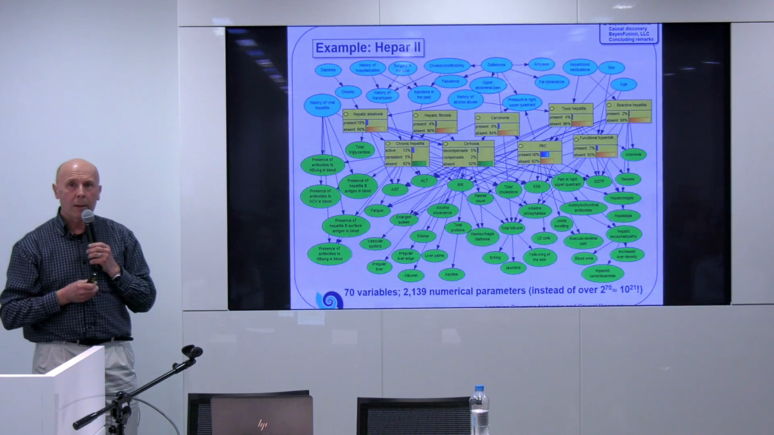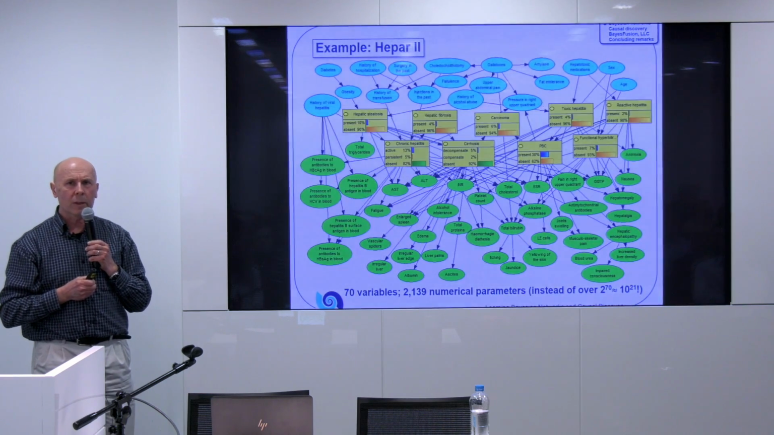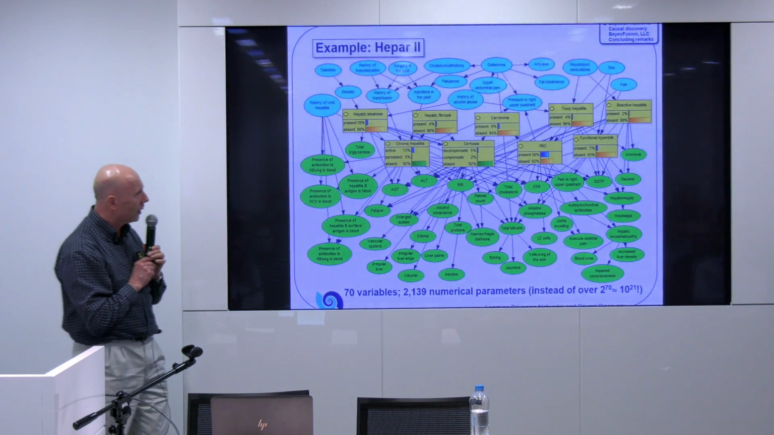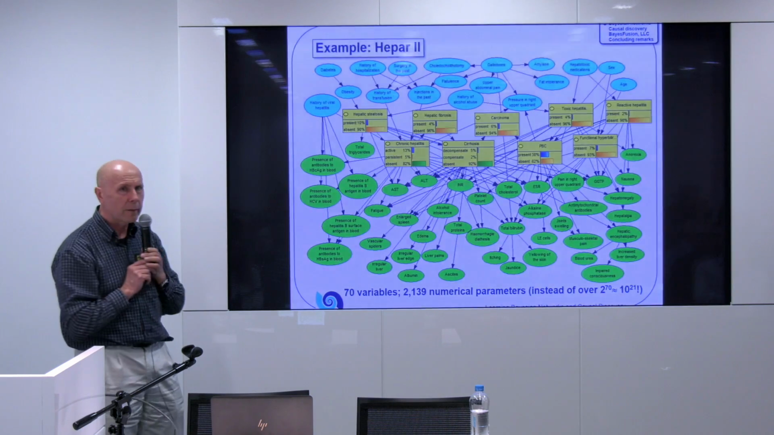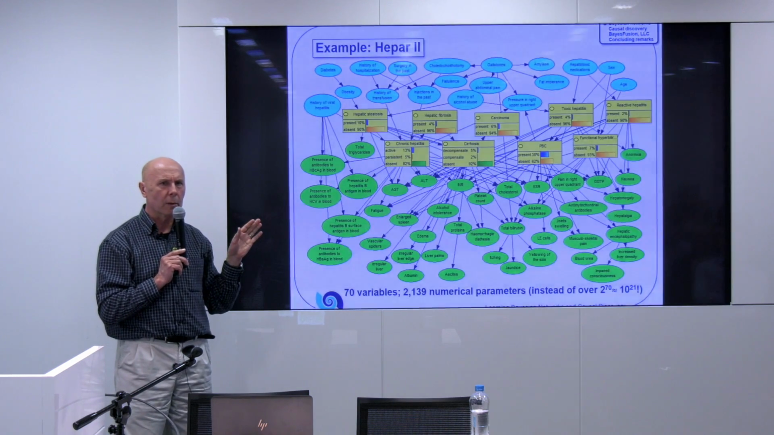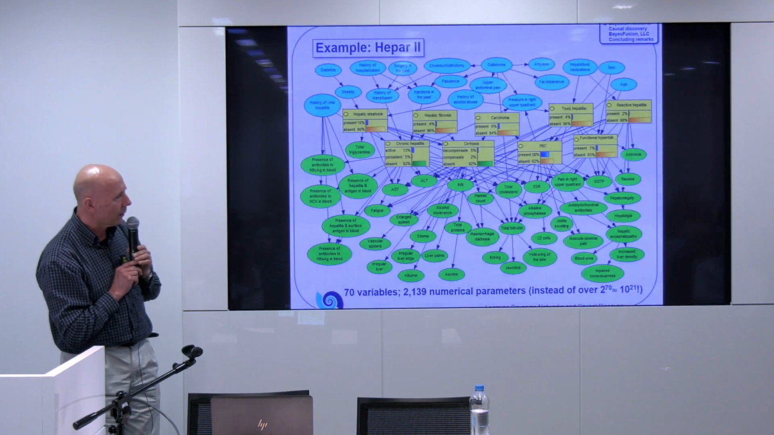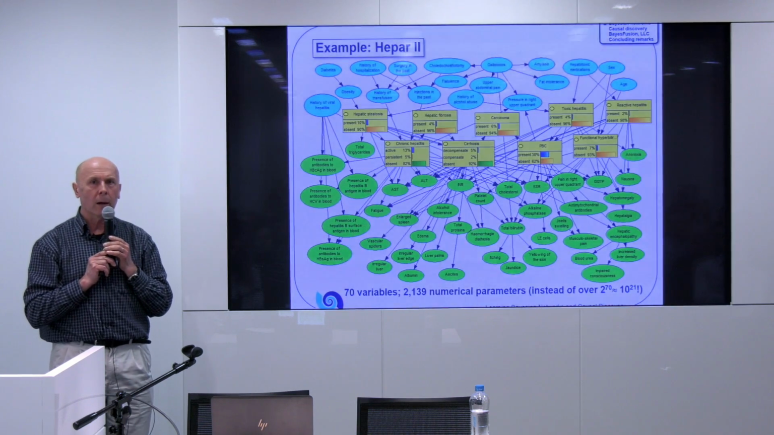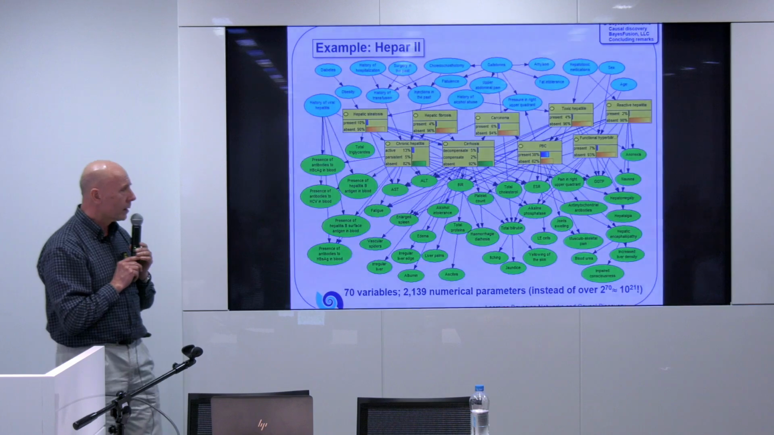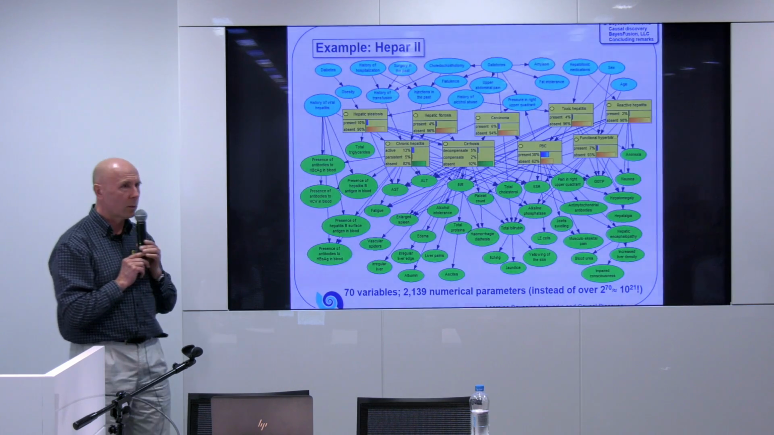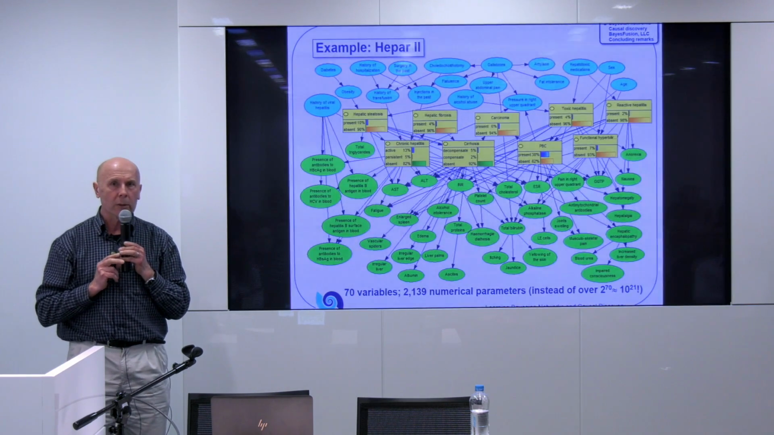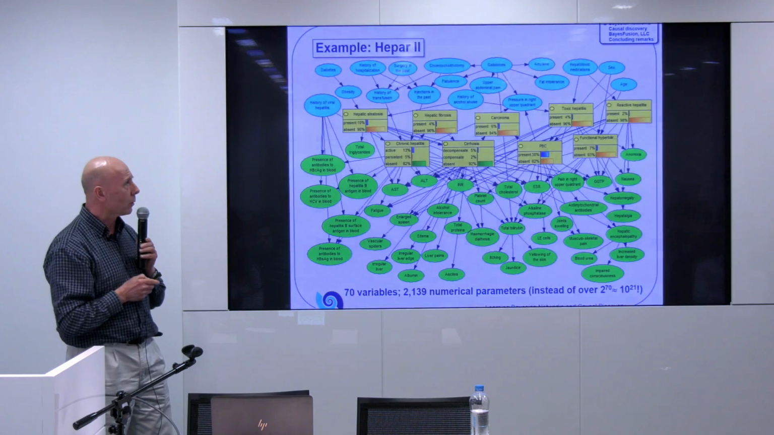Now, independencies lead to enormous savings. For example, here is a network with 70 variables. They're more than binary, but if they were binary, we would need around 10 to the power of 21 parameters. With the independencies, we can represent this domain with just 2,100 parameters. So the savings are enormous.